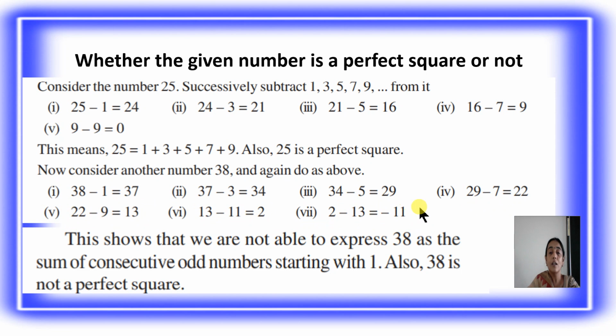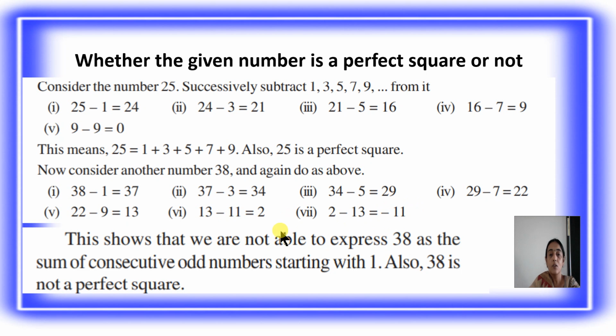Now minus 11 is not equal to 0. So this shows that we are not able to express 38 as the sum of consecutive odd numbers starting with 1. So 38 is not a perfect square. This shows that we are not able to express it as a sum of successive odd numbers.